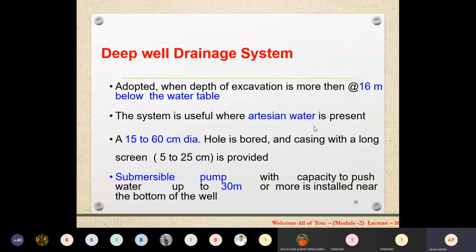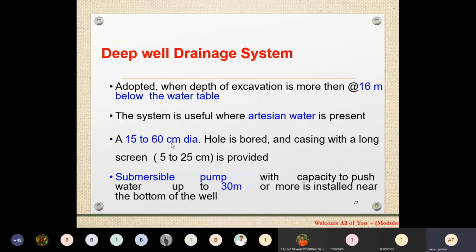Artesian water, as I told you earlier, flows under natural pressure without pumping. So in case of groundwater, there is ample water which flows freely, and if you want to construct any foundations more than 16 meter below the water table, then such kind of water you can see there below the ground, artesian water.